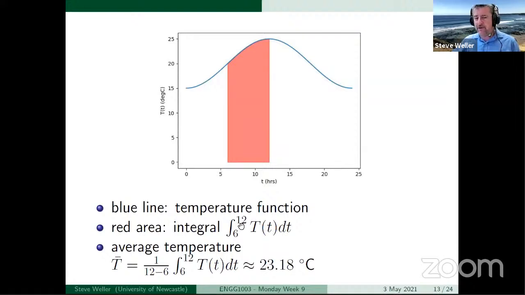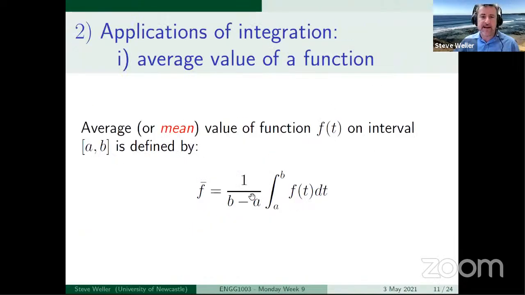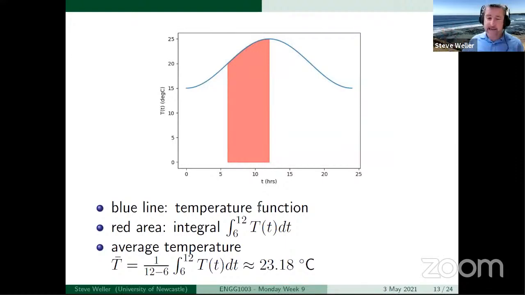Now, the average temperature is not the integral, but it's related to that integral. In fact, the average temperature, if you remember the definition of the average of a function over a particular interval, is defined by its integral over that interval, scaled by 1 on the difference between the upper and lower limits of integration. So if we apply that here, we get that the average temperature over the range 6 a.m. to 12 noon is the integral of the temperature variation between 6 and 12. Think of it as the area under the temperature curve, scaled by 1 on the upper limit of integration minus the lower limit.